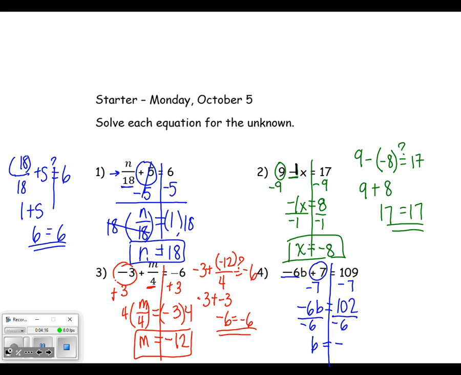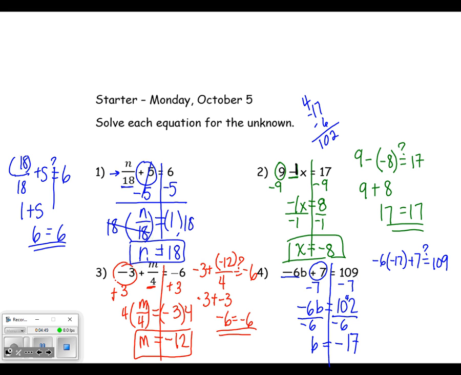Let's see, 6 goes into 10 one time, with 4 left over. 6 goes into 42 7 times. B equals 17. So I'm going to do negative 6 times negative 17 plus 7. Hope that equals 109. I'm going to do this multiplication up here. Negative 17 times negative 6 is going to give me a positive answer. 6 times 7 is 42. 6 times 1 is 6, plus 4 is 10.